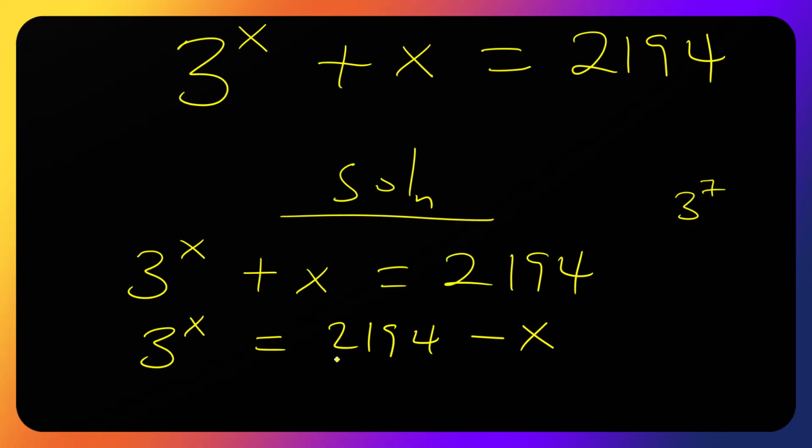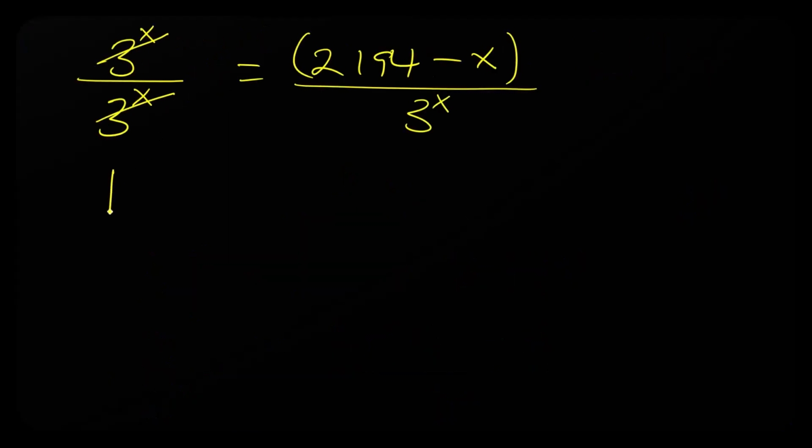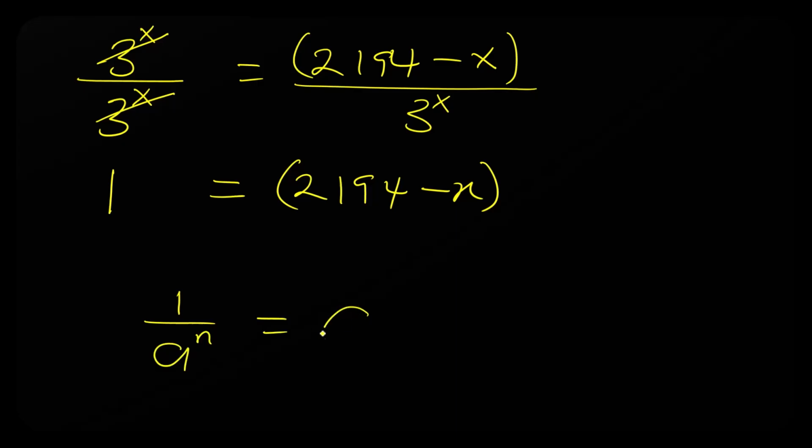Okay, from here, we can divide both sides by 3 to the power x. All right, now this side will go, we'll leave it 1 here. So we have 1 equals 2194 minus x, divided by 3 to the power x. Now I want to write this one in linear form. So let's follow this rule: 1 over a raised to n is the same as a raised to minus n. So this side will be 3 to the power minus x.